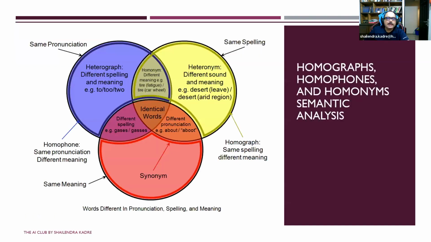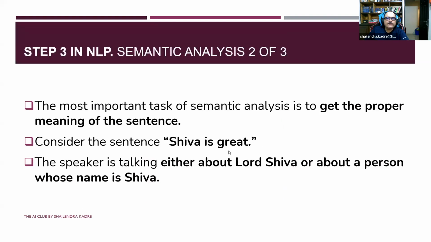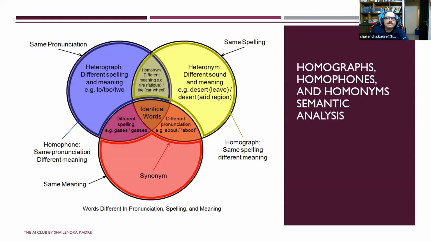Then we have some more concepts to unfold here. A little bit of tongue twisters here: homographs, homophones, and homonyms. Spend a minute to understand these three circles which are intermingled in each other. Please spend a minute to read this text on the screen, and then I'll explain what it is.